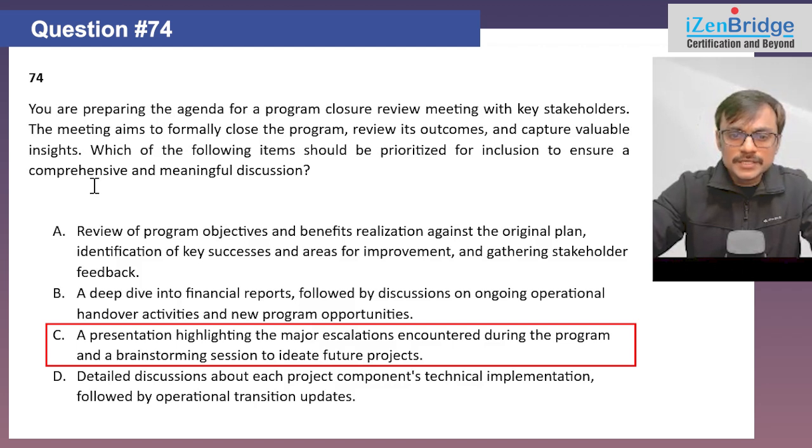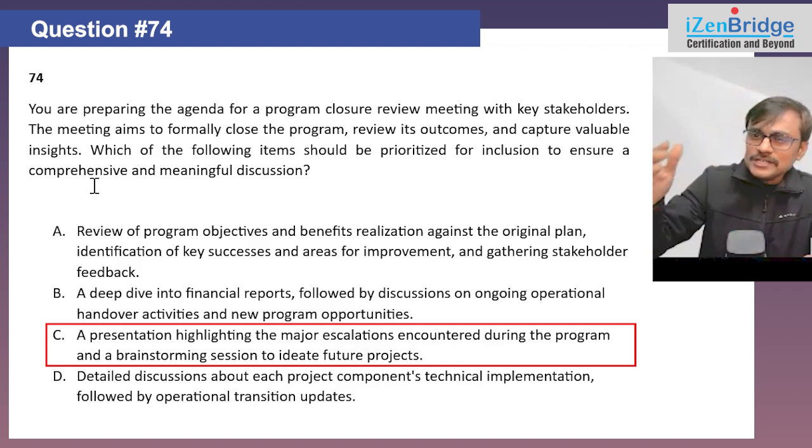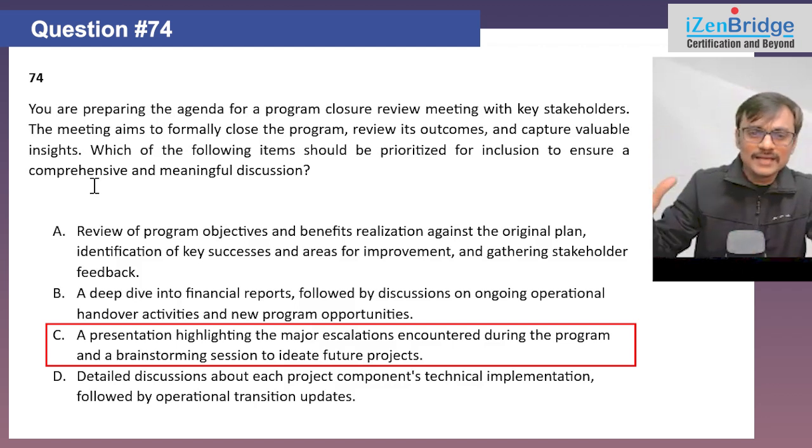Option C, a presentation highlighting the major escalation encountered during the program and brainstorming session to ideate future projects. So even the first part was talking about lesson learned because it's a major escalations. We can talk about success and failures there, but why limit to only escalations? We can talk about successes as well. And brainstorming about next future project anyway makes the option C irrelevant. So option B and C are easy to be avoided because it has a statement pointing to you need to discuss about what next. Yeah, what next is a separate problem. It's not a program closure problem.